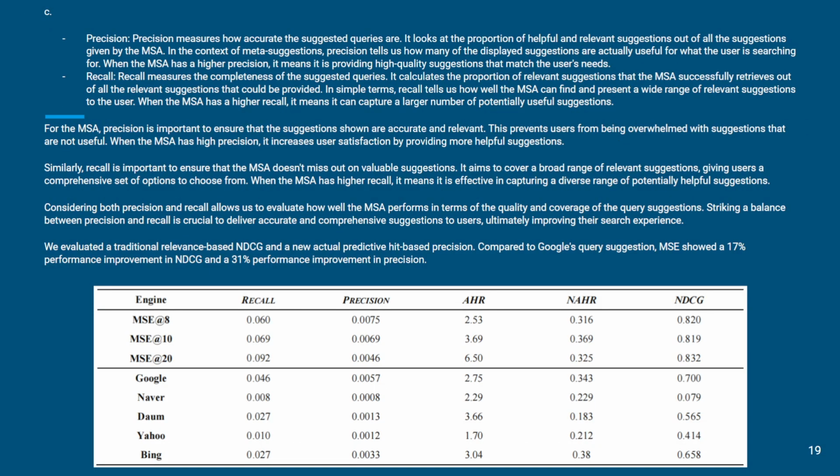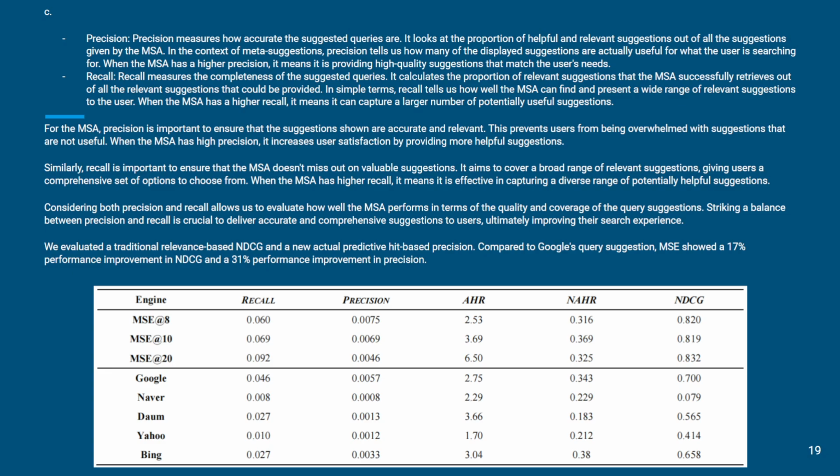C, precision measures how accurate the suggested queries are. It looks at the proportion of helpful and relevant suggestions out of all the suggestions given by the MSA, while recall measures the completeness of the suggested queries. It calculates the proportion of relevant suggestions that the MSA successfully retrieves out of the relevant suggestions that can be provided.